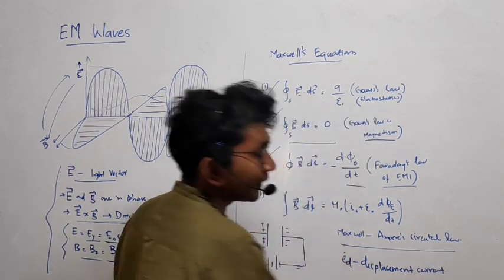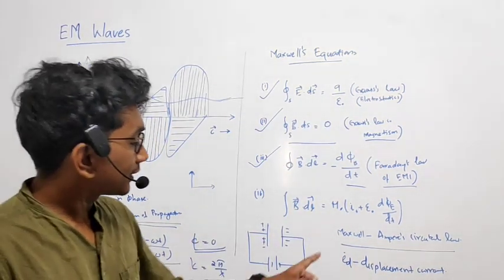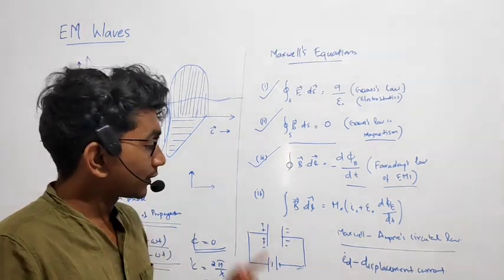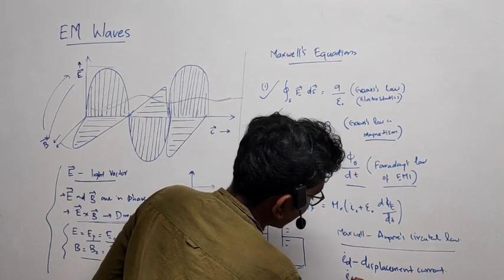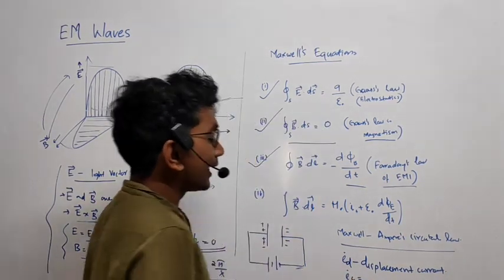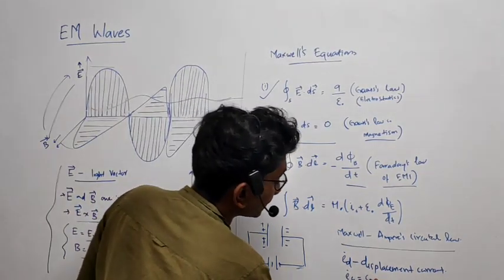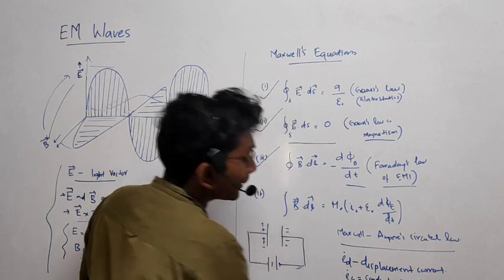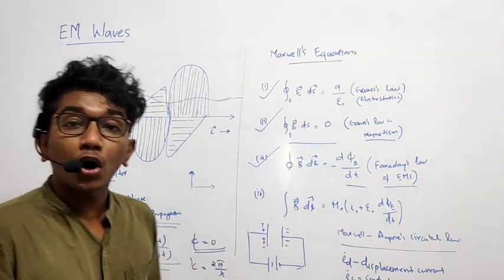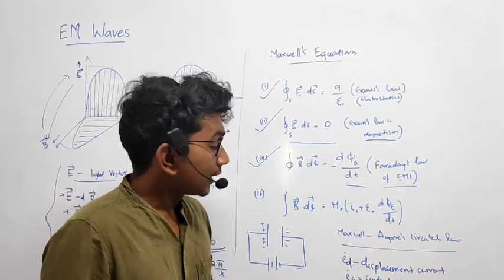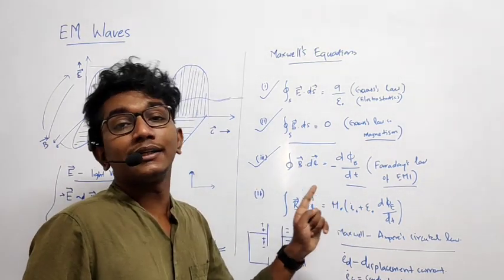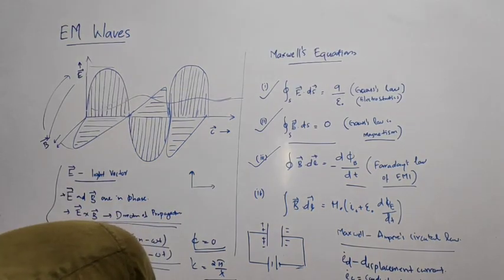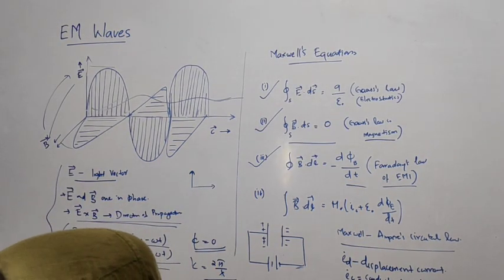What is the normal current we have? That is known as conduction current. So there are two currents: conduction current and displacement current, IC and ID. IC means conduction current. In Ampere's law, only Ampere talked about the conduction current, but Maxwell included the displacement current as well. So that is Maxwell's displacement current.